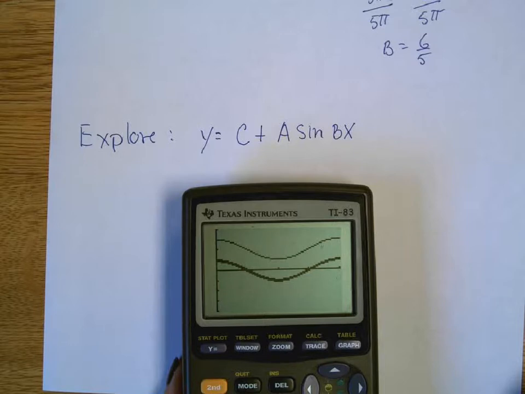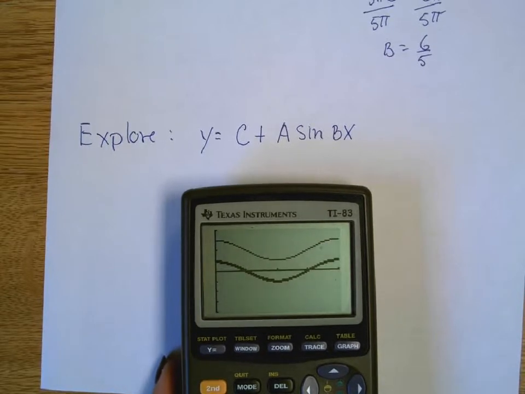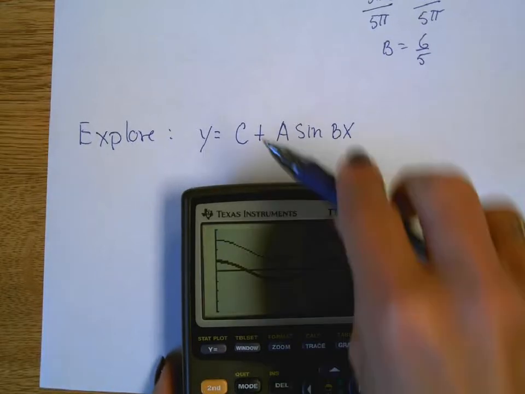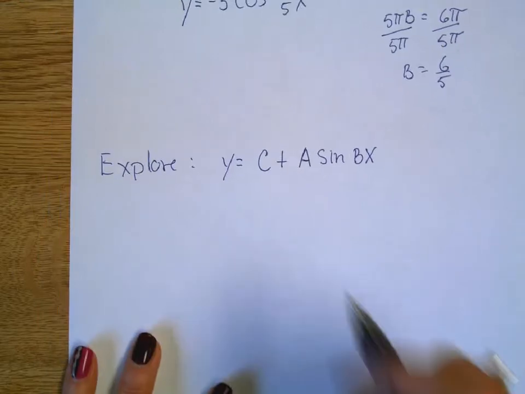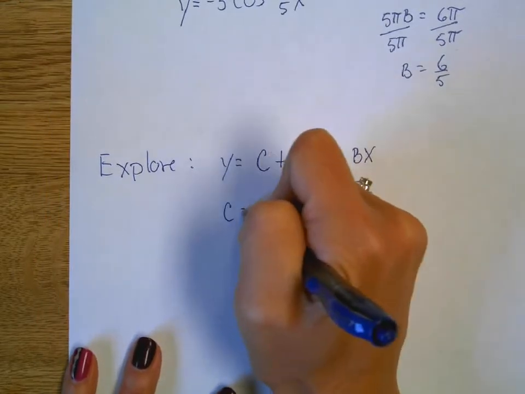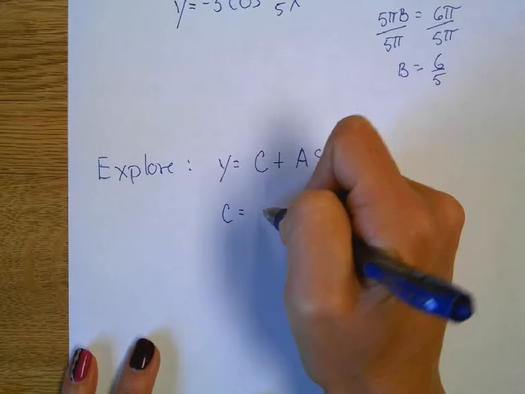It depends on how your window is set. So, our exploration was seeing what this C value does to the graph. And the C value is called the vertical shift.